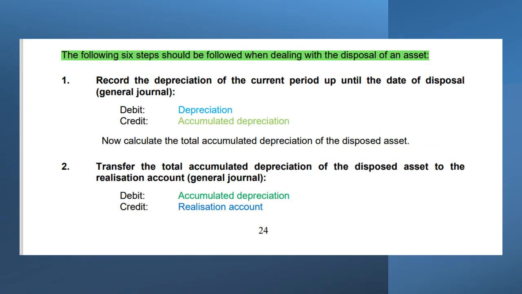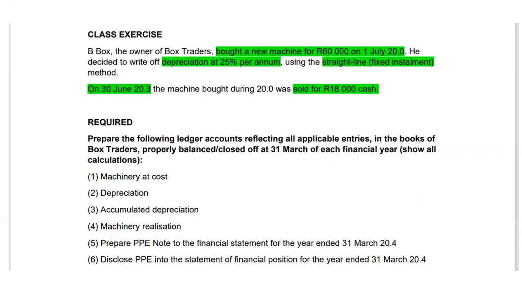Step number 2, you were told to transfer the total accumulated depreciation of the disposed asset to the realization account. We said what you're going to debit? Your accumulated depreciation, and you credit your realization account. What did we do here?